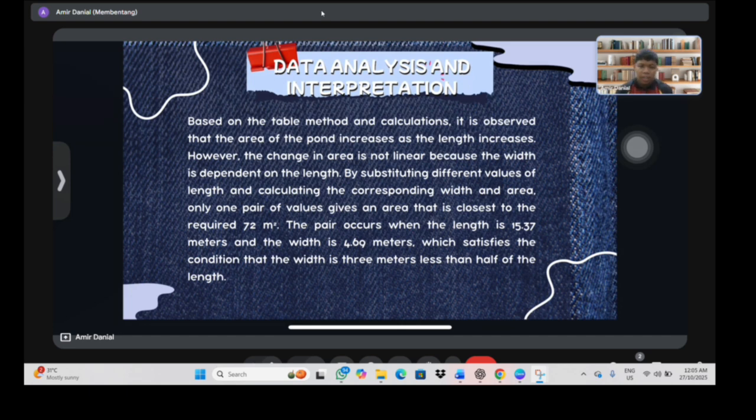The pair occurs when the length is 15.37 meters and the width is 4.69 meters, which satisfies the condition that the width is 3 meters less than half of the length.